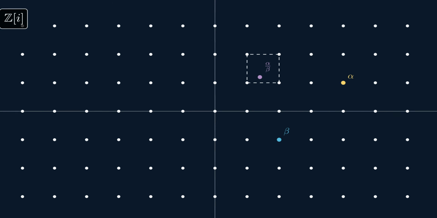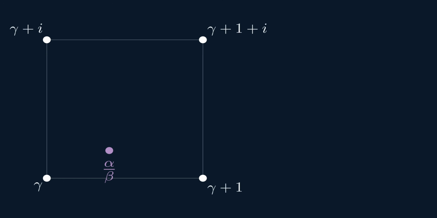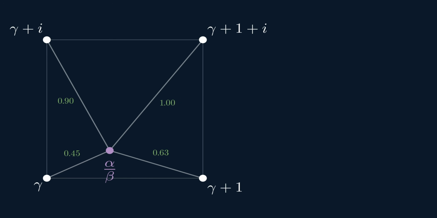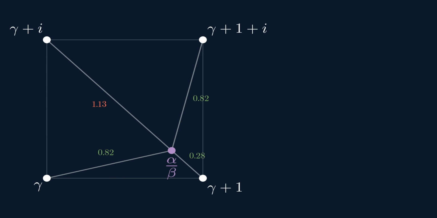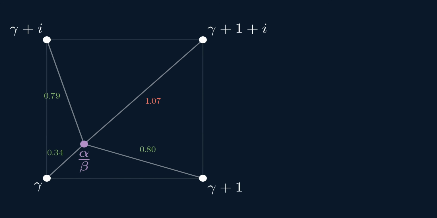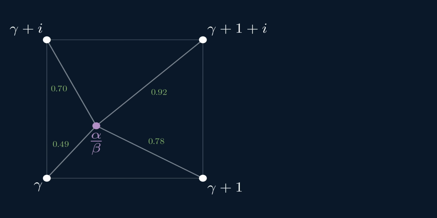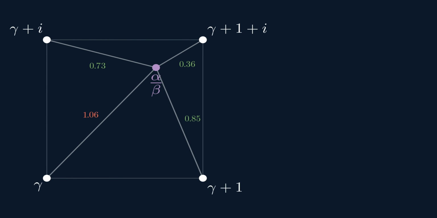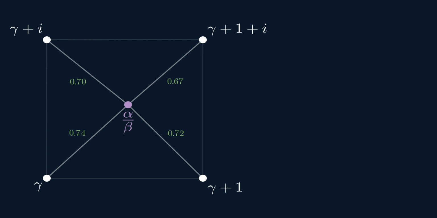Here's the Gaussian integer lattice, a square grid in the complex plane. Take any two Gaussian integers alpha and beta. Their quotient alpha over beta lands somewhere in this plane, inside of something that we call a fundamental square. That's a square built by 4 lattice points. Now watch what happens as we move this point around. The furthest it can ever be from a lattice point is 1 over the square root of 2, and that's at the center of the square.